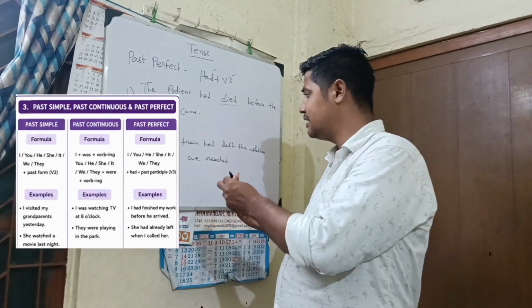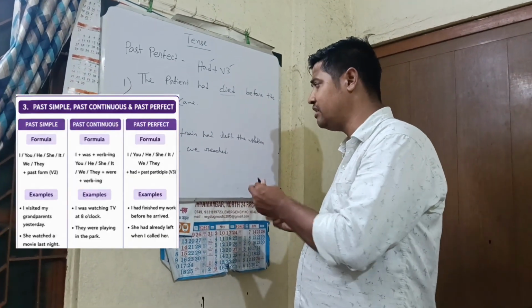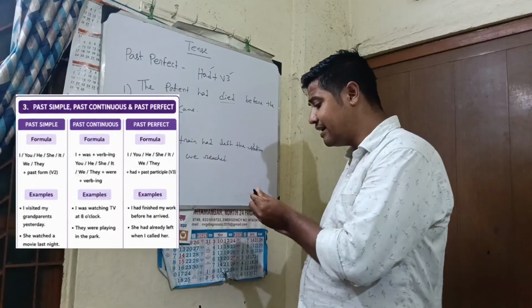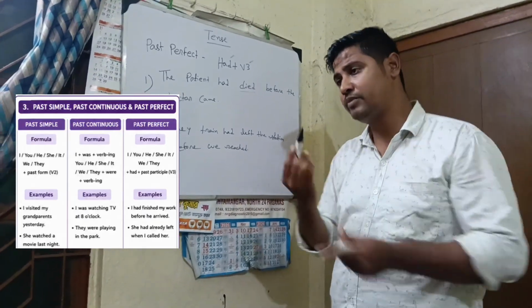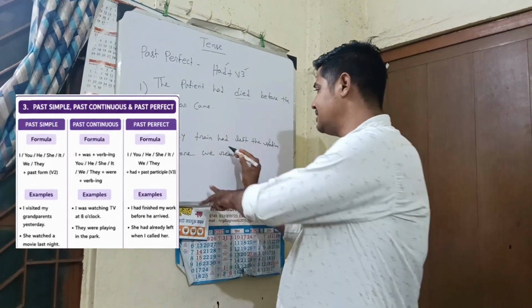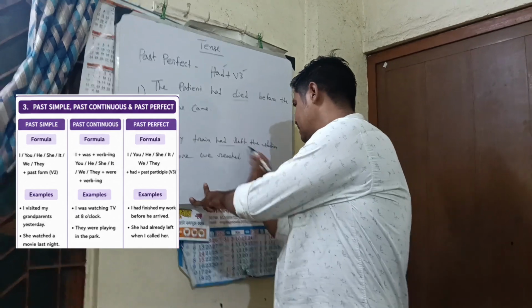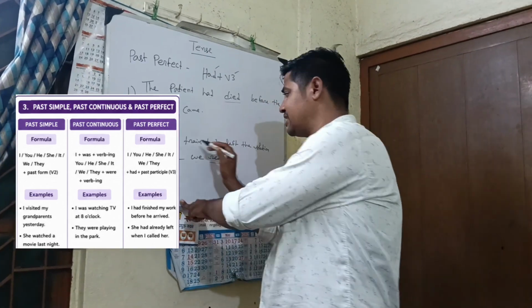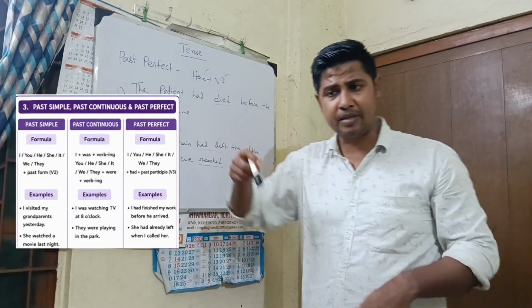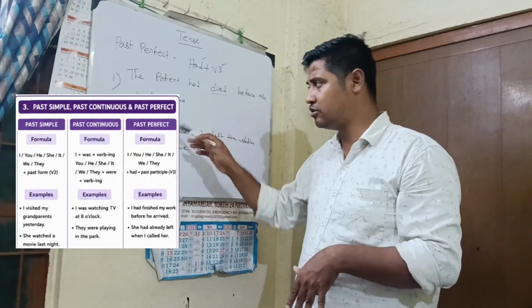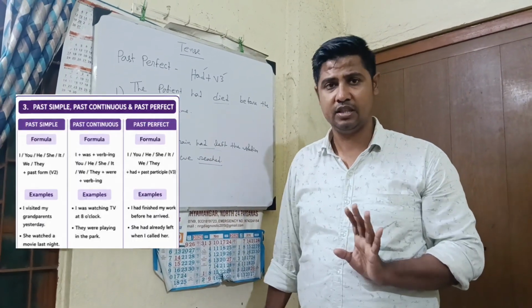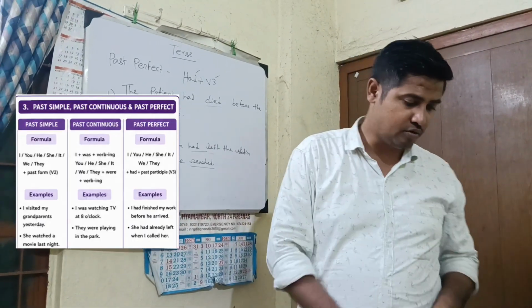Another one is the train had left the station before we reached. Okay, so here also we can see that two actions had happened. One is the train had left, and before we reached, the first action was that train টা আগে ছেড়েছিল, তারপরে তো আমরা পৌঁছেছিলাম. So for that also we use past perfect tense. Got it? Okay, fine, good.